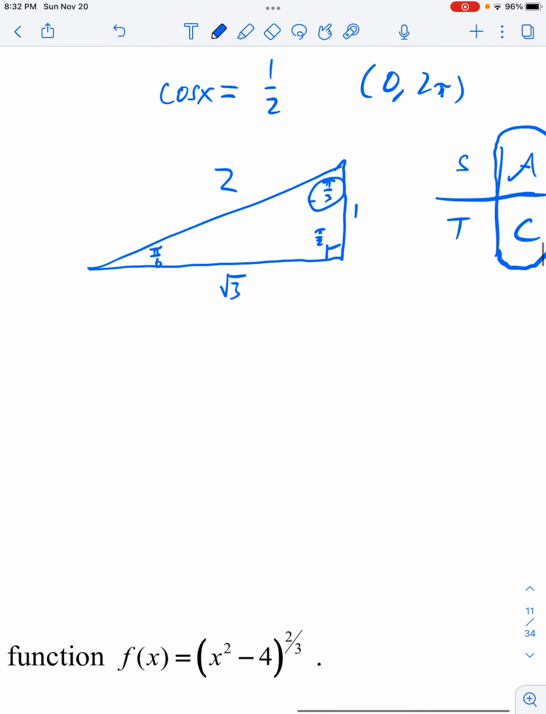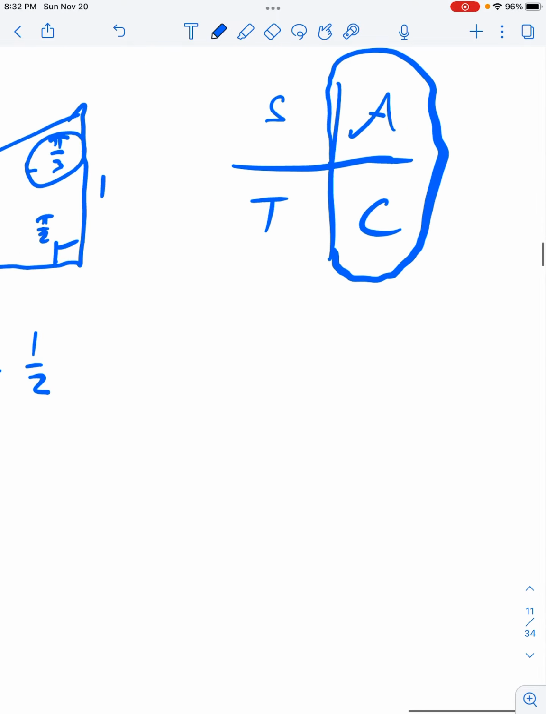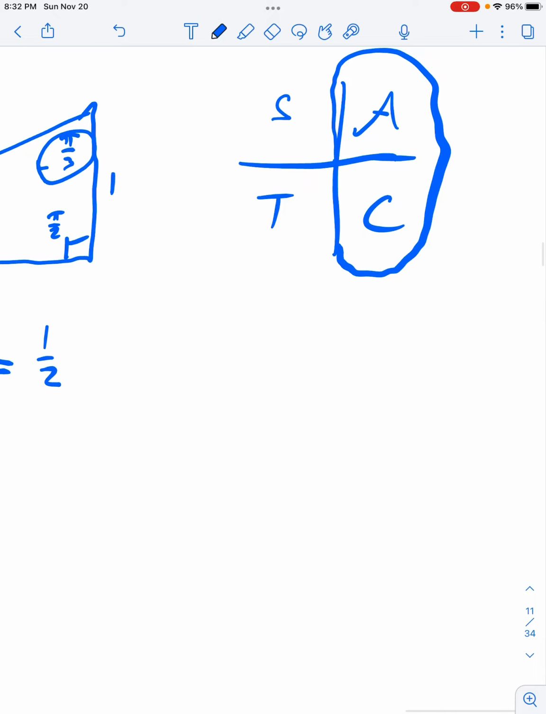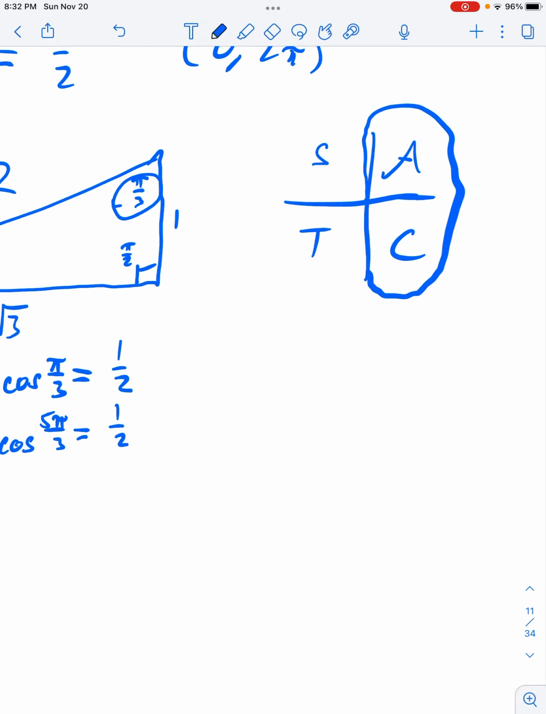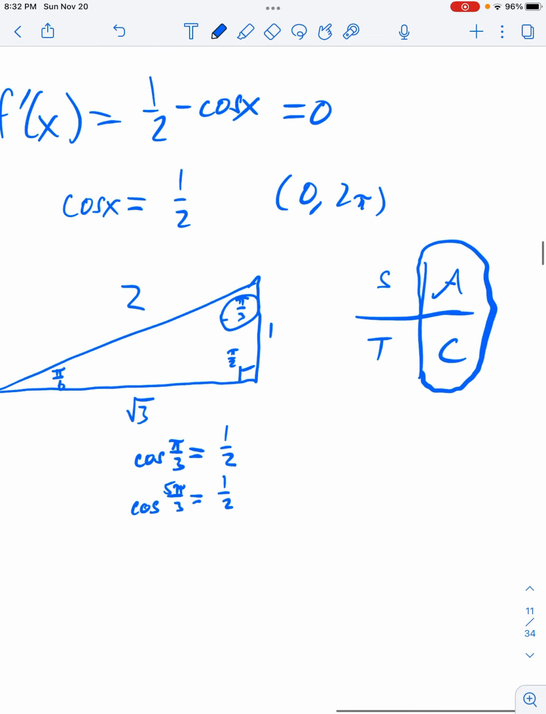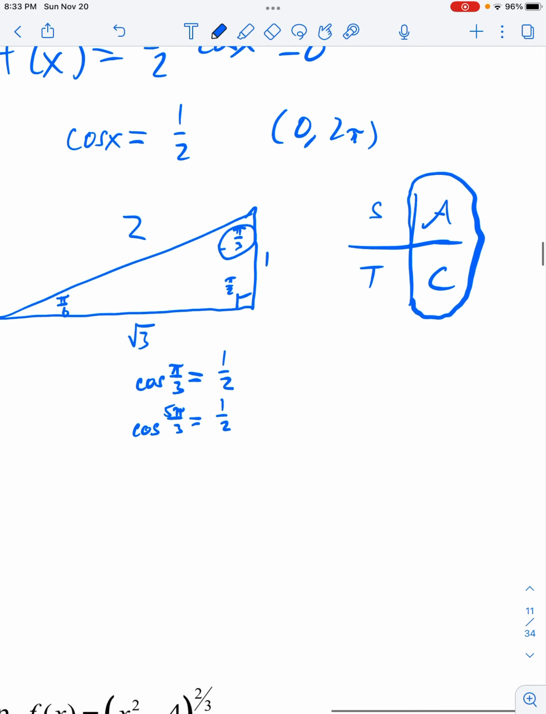So cosine of pi over 3 equals 1/2 based on our drawing. And then the equivalent angle in the fourth quadrant is 2 pi minus pi over 3. So what's that? 6 pi over 3 minus pi over 3, so 5 pi over 3. Cosine of 5 pi over 3 is going to equal 1/2. You should remember that from pre-cal, but you probably don't, which stinks.